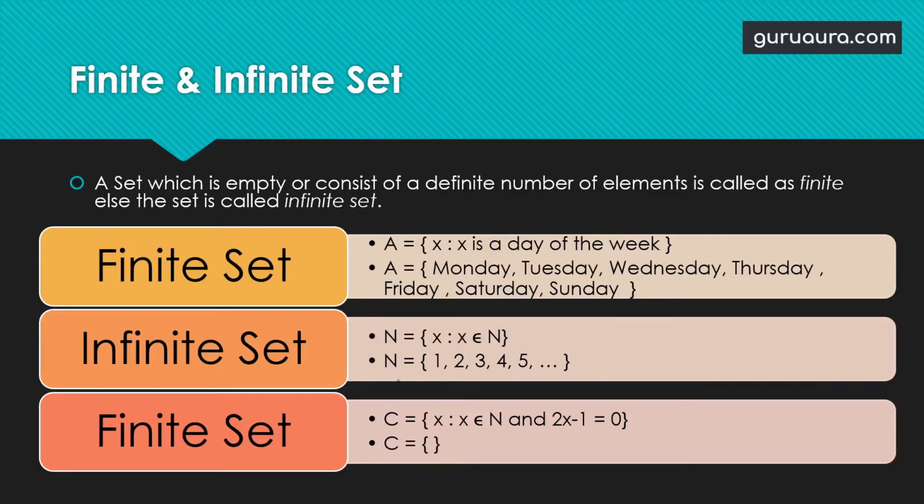And the third example is the set of all x such that x belongs to natural numbers and twice x minus 1 is equal to 0. We have no such natural number which satisfies this equation. So, this is an example of a null set, and a null set is also called a finite set.